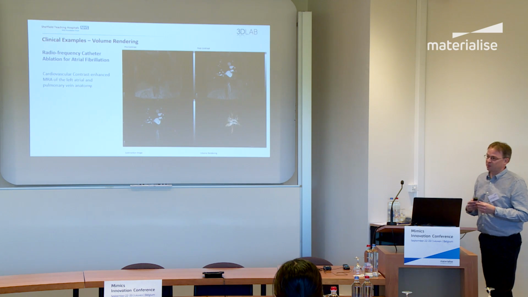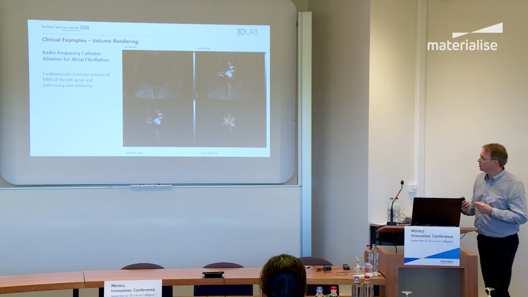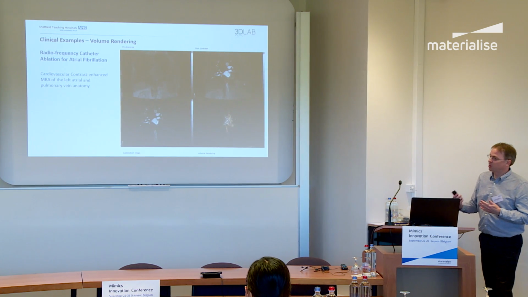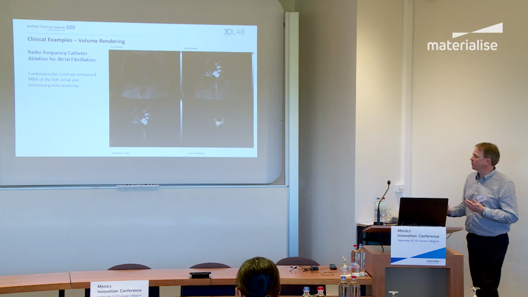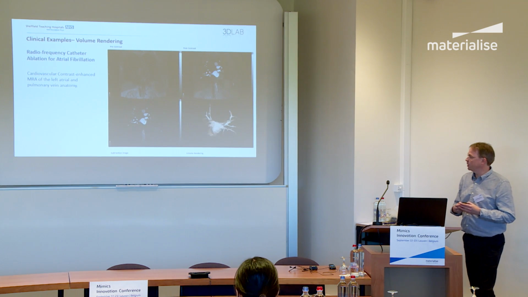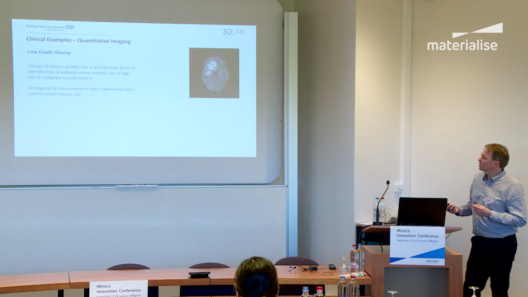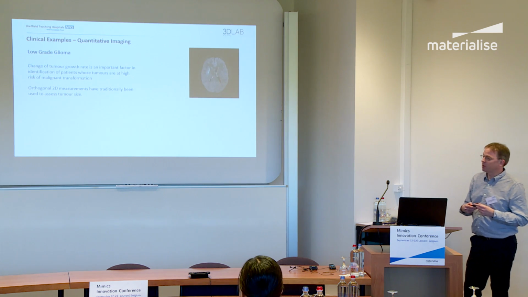But this contains other structures which we're not interested in, such as the aorta and the pulmonary arteries. So by doing image segmentation, we can remove those and then give a nice 3D volume rendered image of the anatomy.